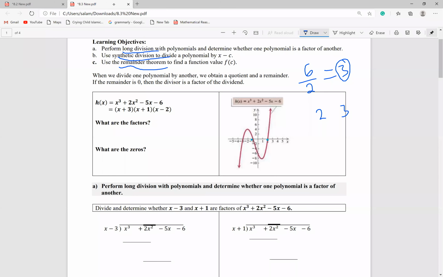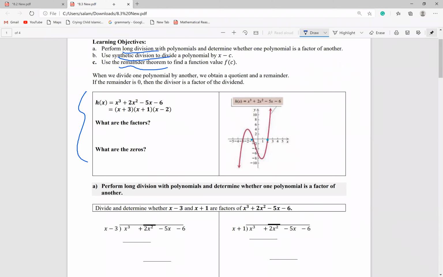But now, let's say we have 5 divided by 2, okay? 5 divided by 2 is 2, remainder 1, right? So we can say that 2 is not a factor of 5. And that's the logic we're gonna try to see. Okay, but before we talk about that, let's try to look at what we have here.